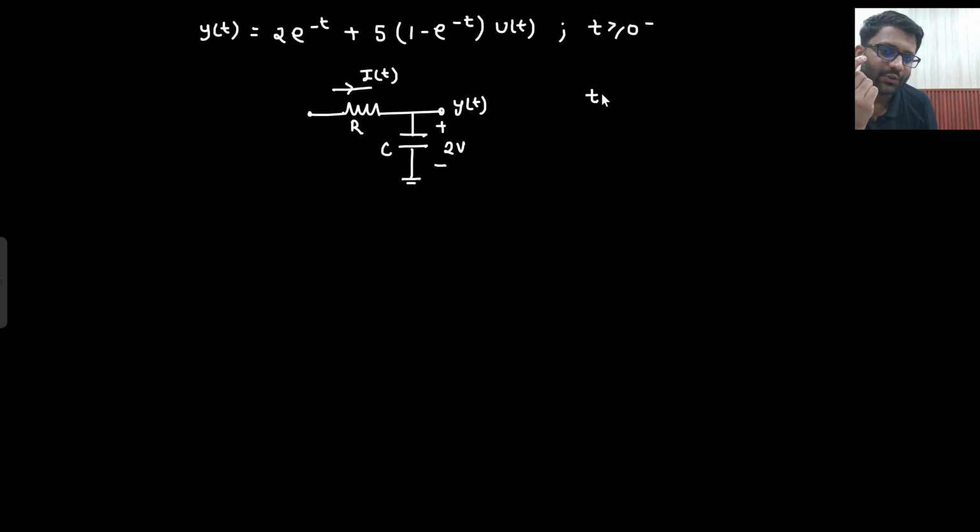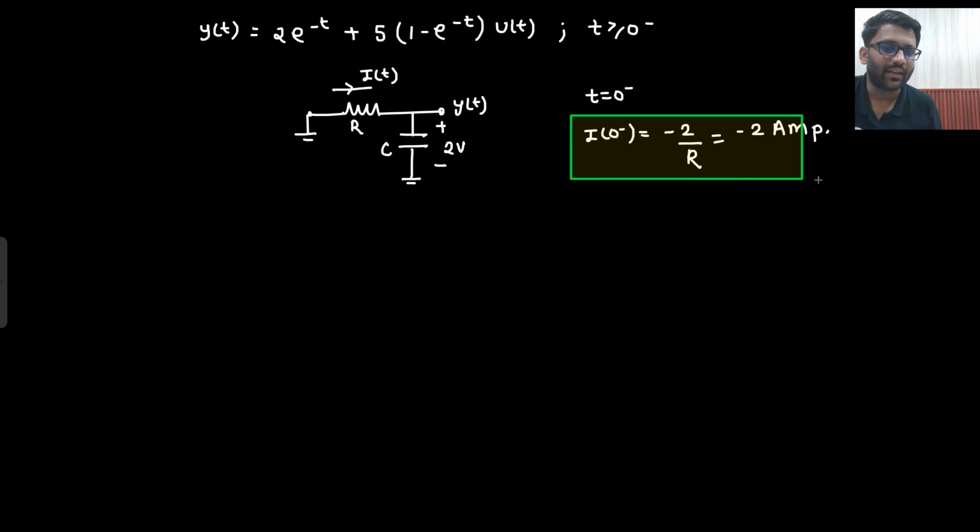Now at t equals to 0 minus, let me know what was the value of i(t). At t equals to 0 minus, there was no input, because input came into action at t equals to 0. So what was the current? Current was flowing as 2 by R in the opposite direction. So your current at t equals to 0 minus was minus 2 by R. R value is 1 only, so minus 2 ampere.